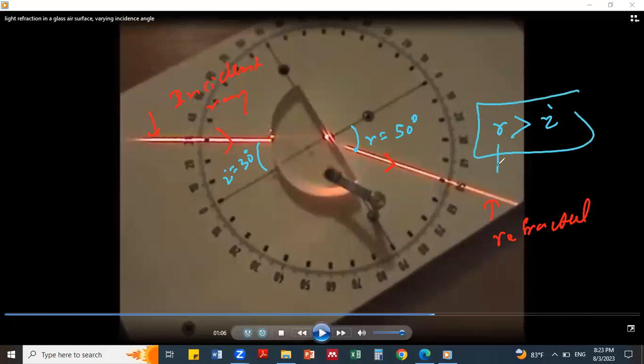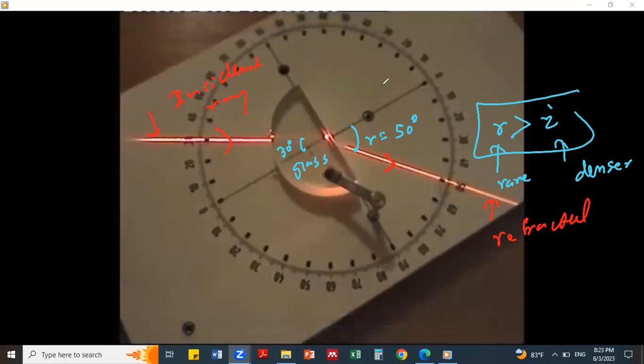Because R is in what medium? Rarer medium. I is in which medium? Denser medium. Actually, you have to mark the angle inside, right? Not outside. Inside the glass. Is that clear, everyone? So remember, students, the angle is always in the denser medium. This is glass, and glass is the denser medium. So the angle in the denser medium is what? Lower. The angle in the rarer medium is what? Higher. Is that clear?